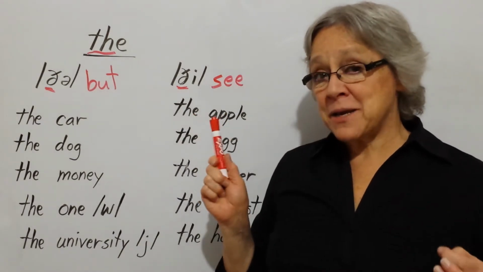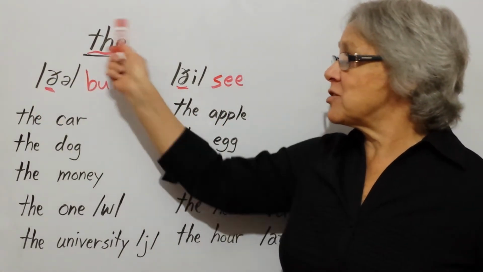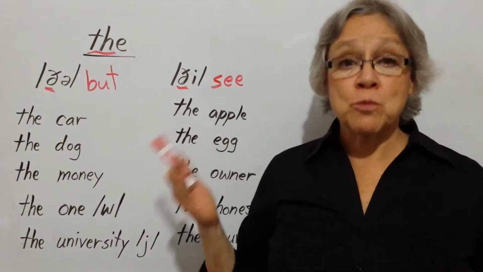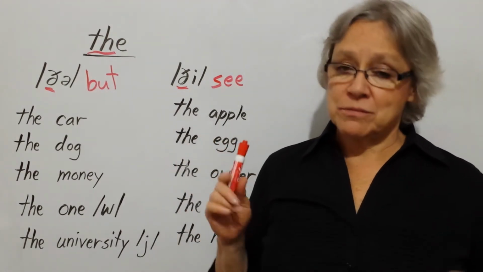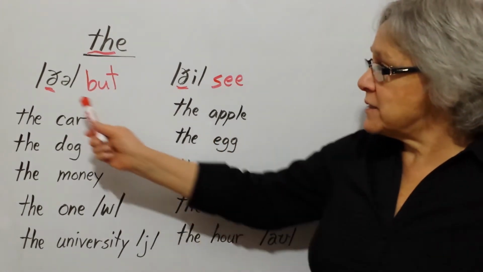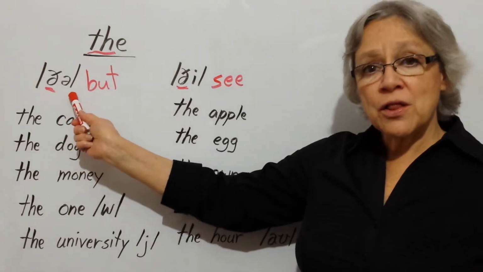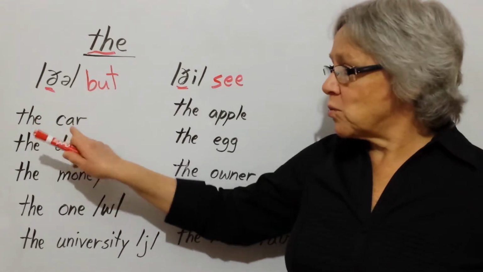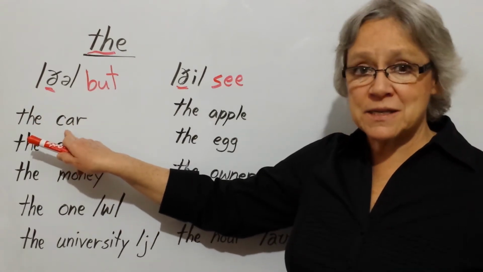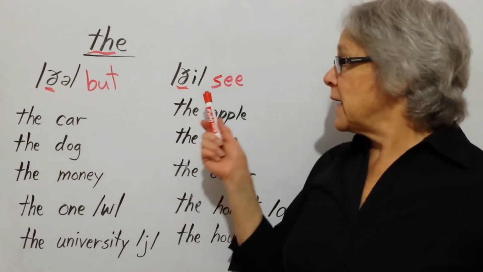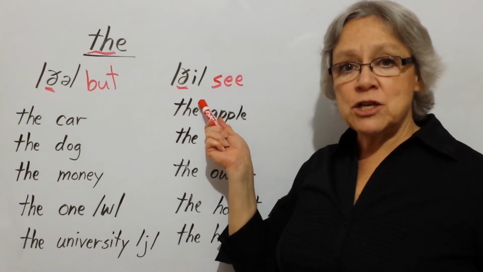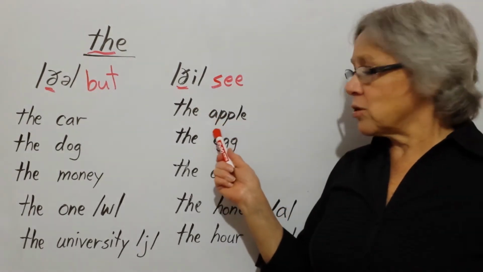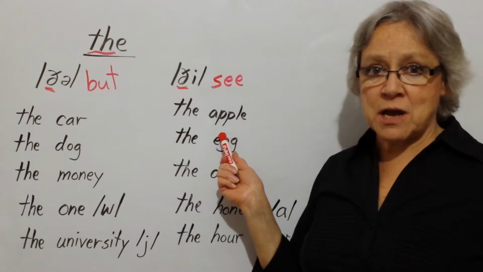As I said, many Americans use this pronunciation, "thuh," all or most of the time. But there is a general rule which says that this pronunciation, "thuh," is used before a word beginning with a consonant sound. Okay? And this pronunciation, "thee," is used before a word beginning with a vowel sound.